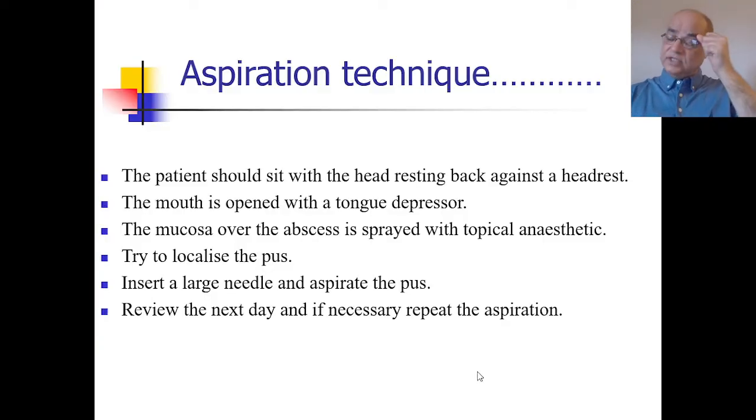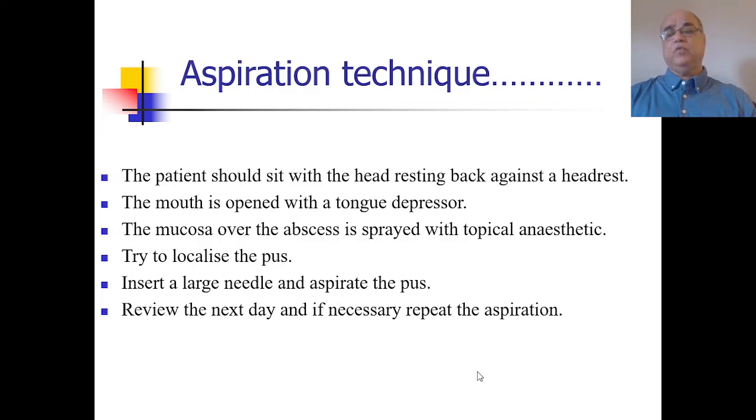So the patient is sitting on the stool with the head resting back against a headrest, and the mouth is opened with a tongue depressor. The mucosa over the abscess is sprayed with topical anesthesia, that is 10% xylocaine, and then we try to localize the pus, insert a large bore needle and aspirate it.